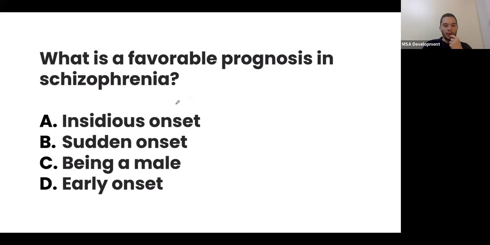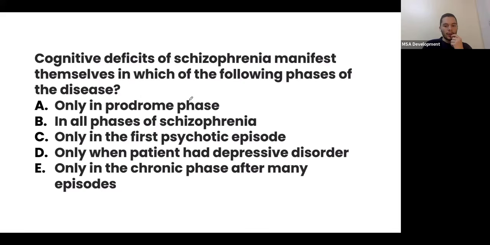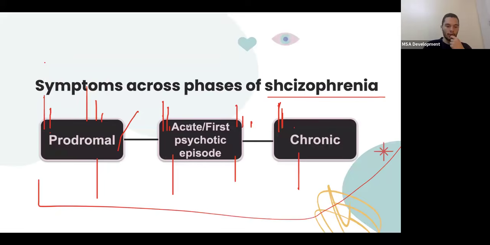So, what is a favorable prognosis in schizophrenia? Remember, fresh, yes, sudden onset. Fresh risk. Finally, cognitive deficits of schizophrenia manifest themselves in which of the following phases of the disease? All phases of the disease. If you remember this slide, where we said the cognitive is in all phases. Come on. Yes, and that's it for today's crash course.